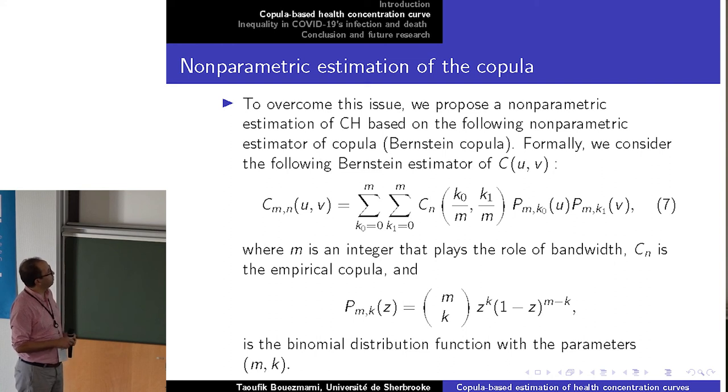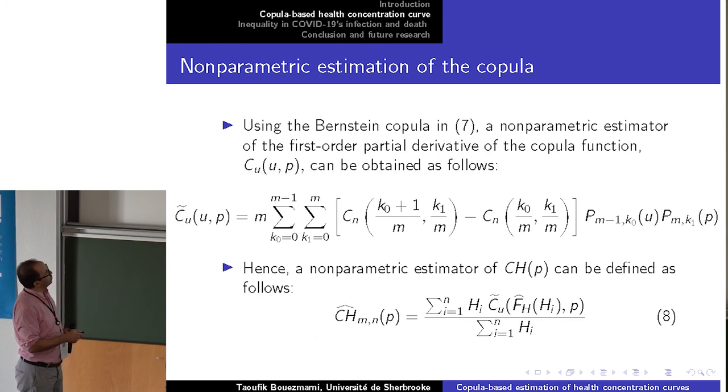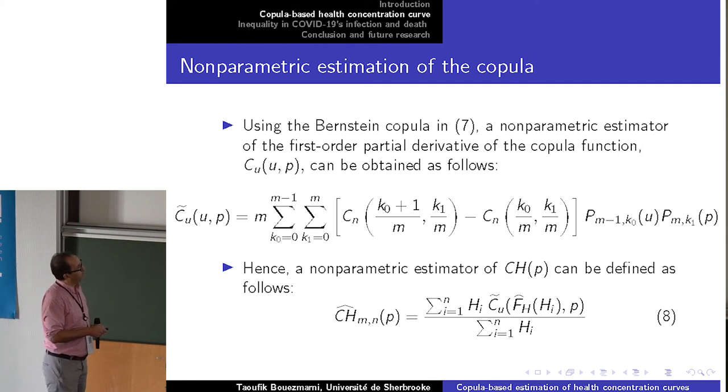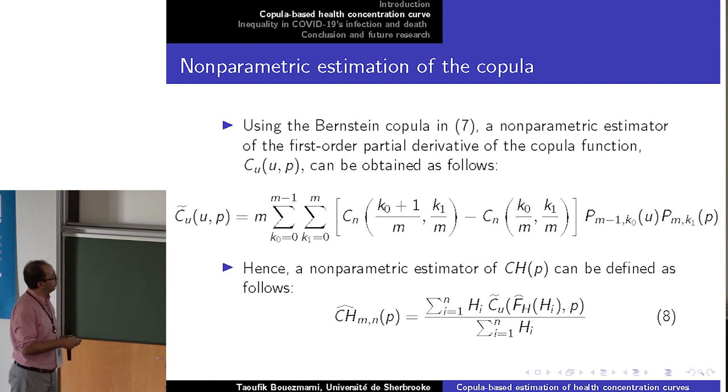That's given by this formula here, where this is the empirical copula, and P is the binomial distribution function. This estimator depends on this quantity M. It's a truncation that plays the role of the bandwidth. We use that to get the derivative of the copula function, because the factorization of the CH depends on the partial derivative. Once we have an estimator of it, we can use it to obtain a non-parametric estimator of the CH, the concentration health curve.